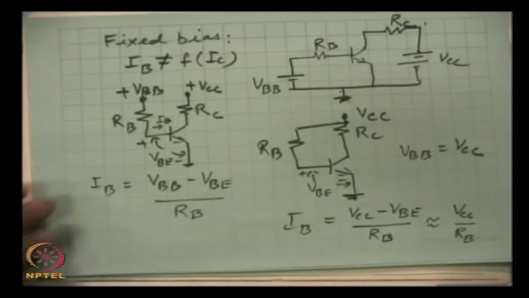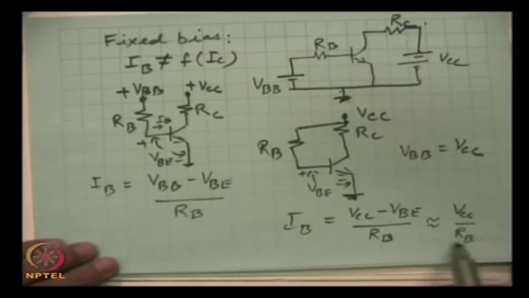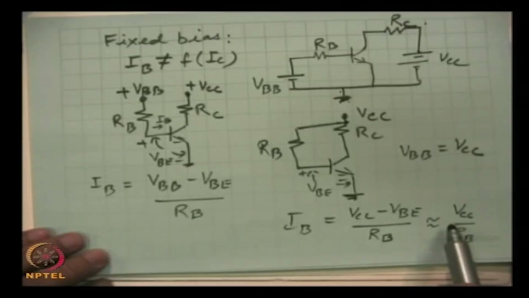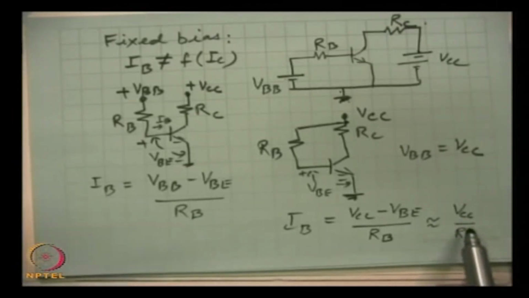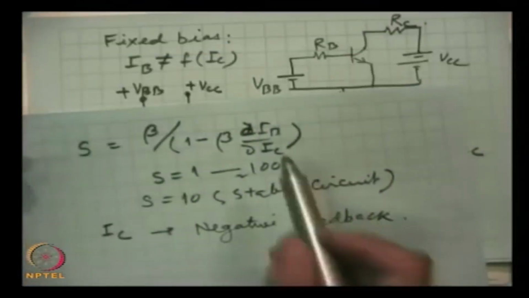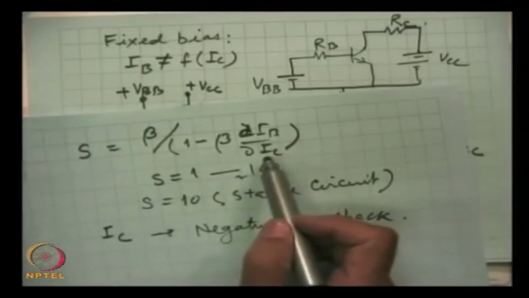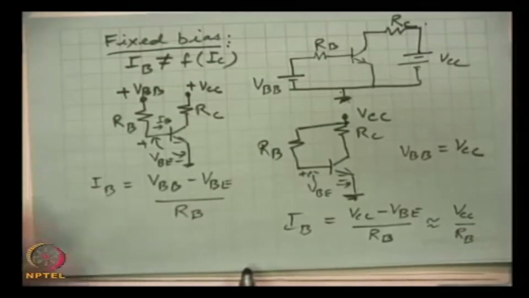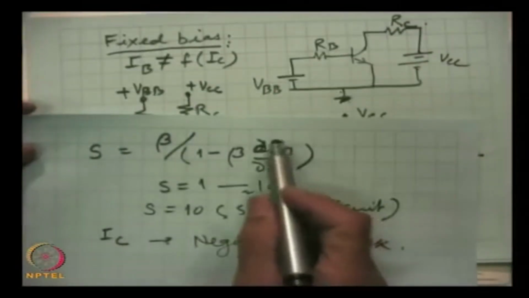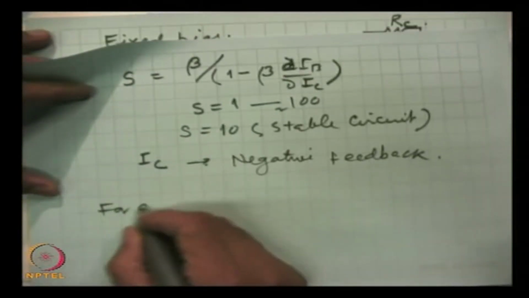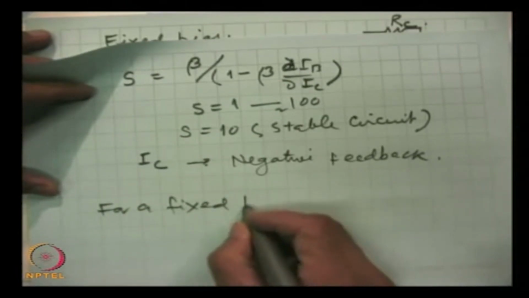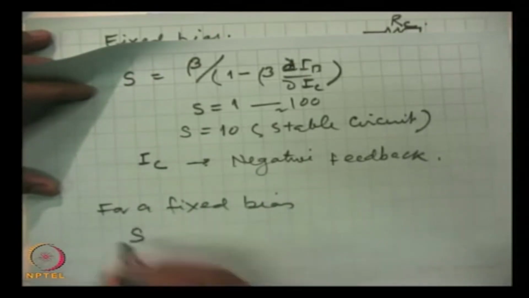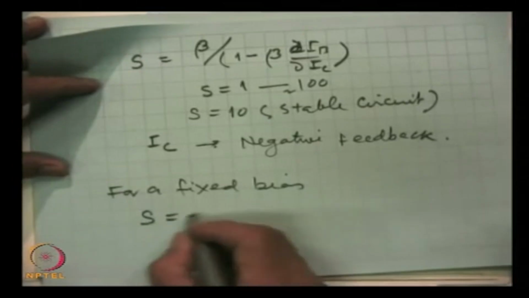So, this IB is fixed, is constant, while we have seen that the stability requires that IB should be a function of IC, which is not here. That is why it is called fixed bias. And so, this variation term is 0. So, if we put it as 0 for a fixed bias, stability factor is equal to beta.